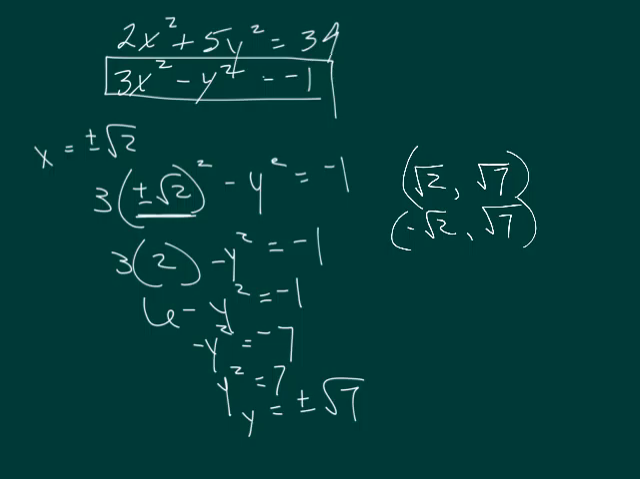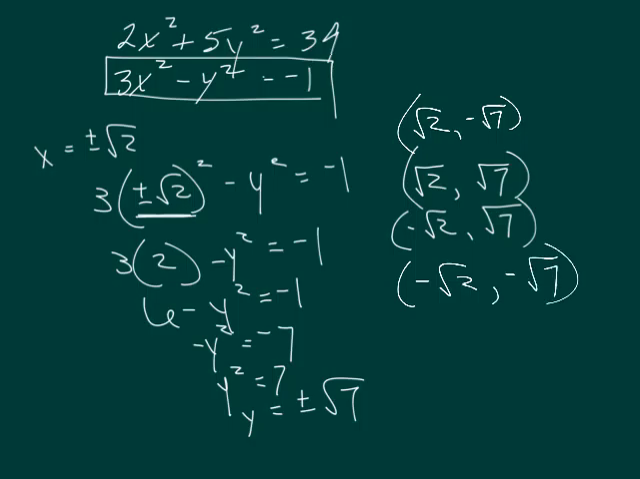But one of the things that I have to notice here is this is a plus or minus. So when I put in the square root of 2, I get the square root of 7. But when I put in the square root of 2, I also get the negative square root of 7. And when I put in a negative square root of 2, I get the square root of 7. And when I put in the negative square root of 2, I get negative square root of 7. So I get 4 answers here because my x value is plus or minus.